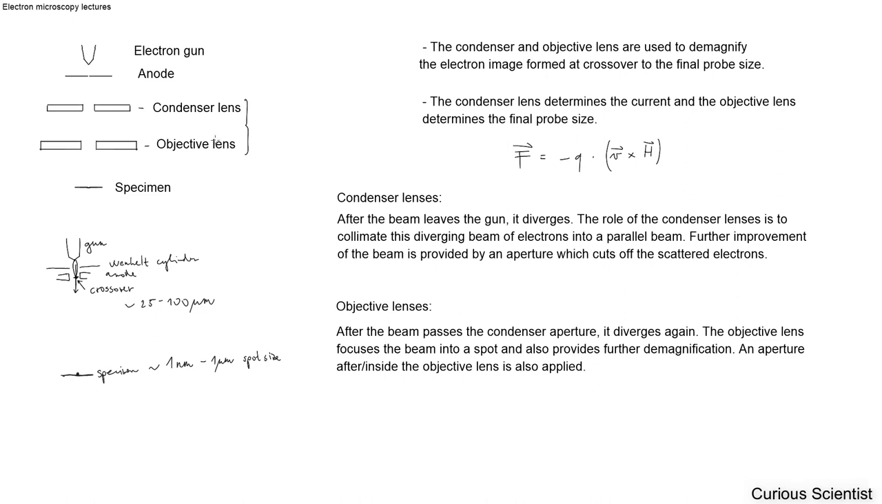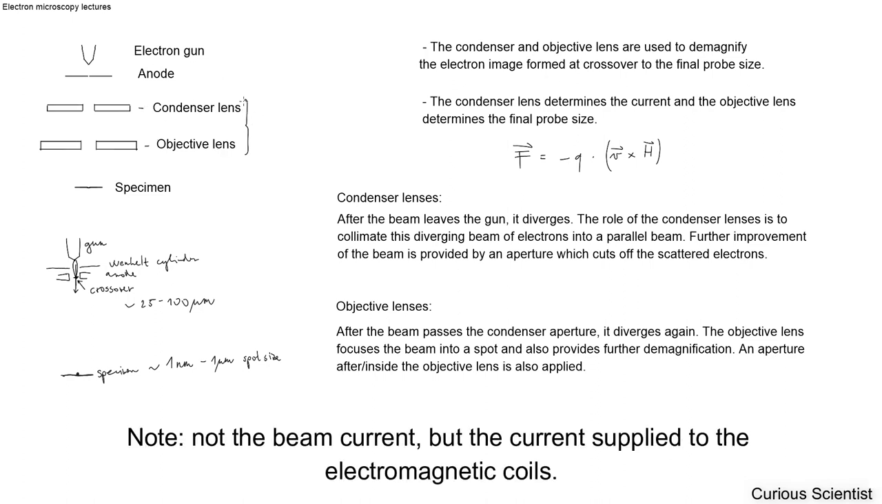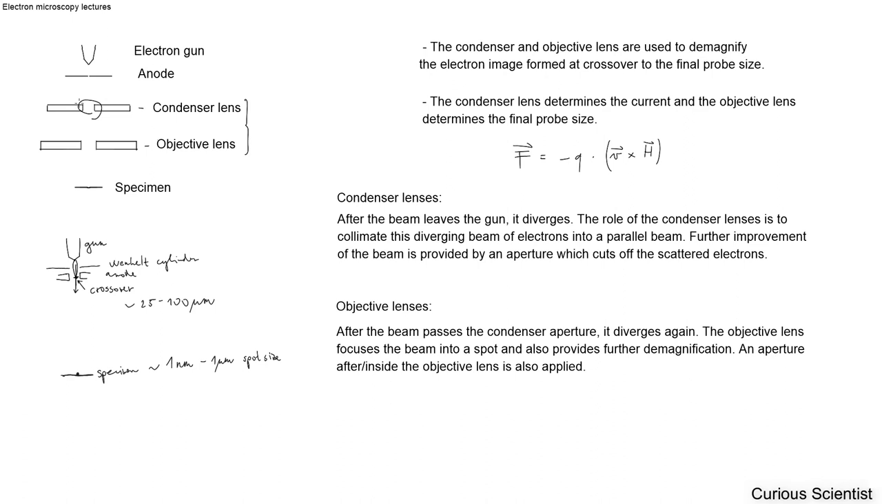And then we also know that the condenser lens determines the current, and the objective lens determines the final probe size. What we do here is change the current which is passing through the condenser lens, and that will of course change the magnetic field in this area. That is basically the H, the magnetic field, and by doing so we can determine the current. In a later slide I will show you how this works, but this is what we have here.